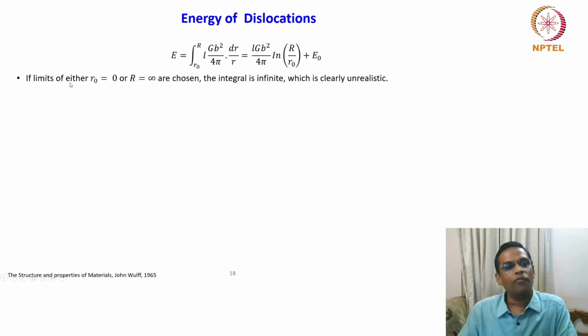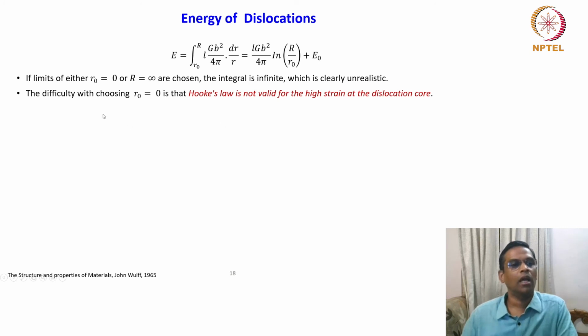If the limits of either R naught equal to 0 or capital R equal to infinity are chosen, the integral is infinite, which is clearly unrealistic. So if you choose either R naught or R as 0, then the integral becomes unrealistic. The difficulty with choosing R naught equal to 0 is that Hooke's law is not valid for the high strain at the dislocation core. Okay, very important point we have reached.